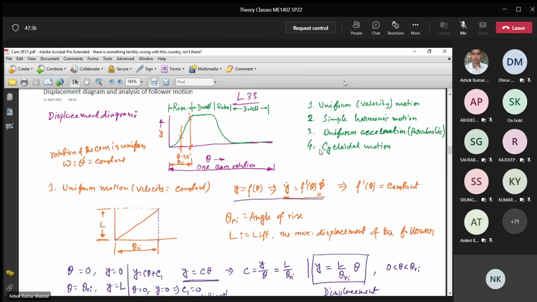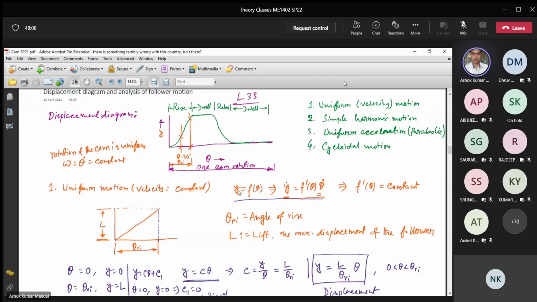What is the advantage? Why do we need to find out this relation? Because when you have y as a function of theta, once you have the displacement, you can find out from this equation the velocity, the acceleration, and higher order derivatives. If you take the derivative of acceleration, that is called jerk.